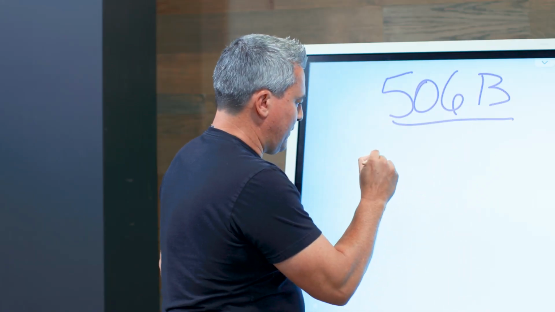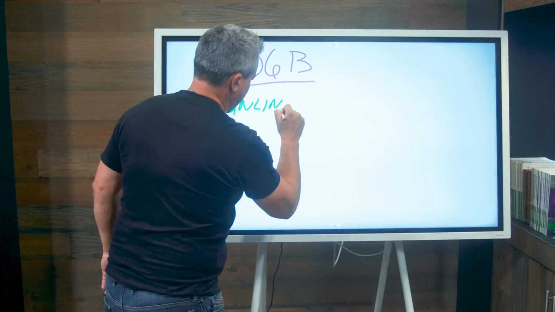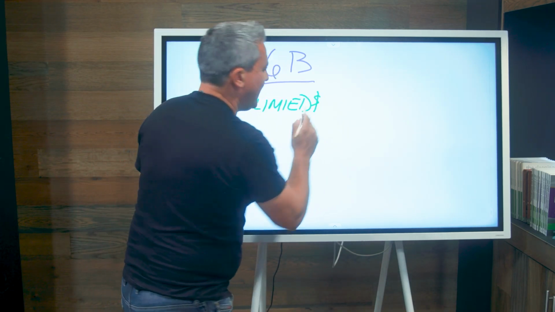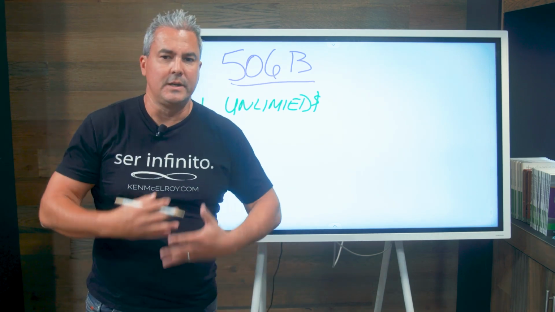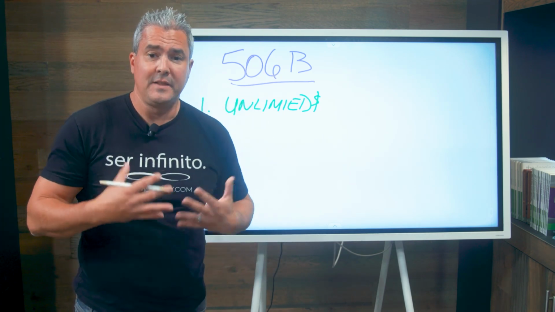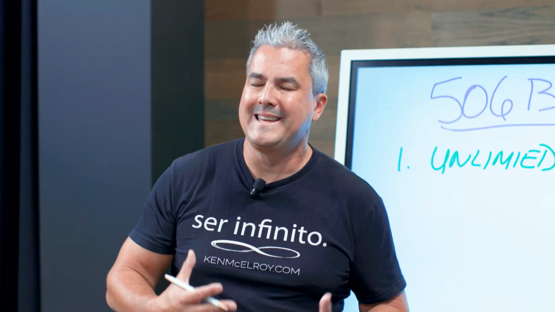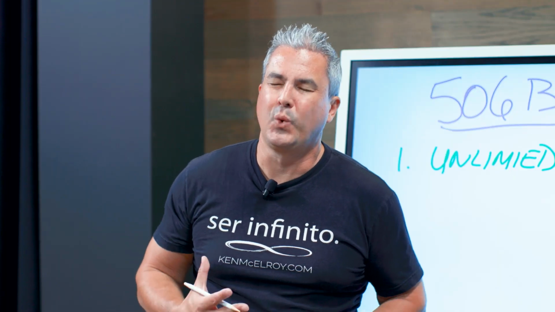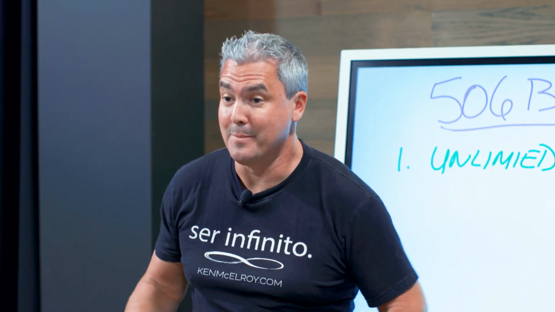One of the nice things about 506B, and the first thing I want to talk about, is you can raise an unlimited amount of money. So even the big boys, the JP Morgans, the Merrill Lynches, the Goldman Sachs of the world, they rely on 506B primarily. I think the last big one that I saw was from BlackRock, and they raised a $26 billion real estate fund, $26 billion, and they did it under 506B. Why? Because you can raise an unlimited amount of money.